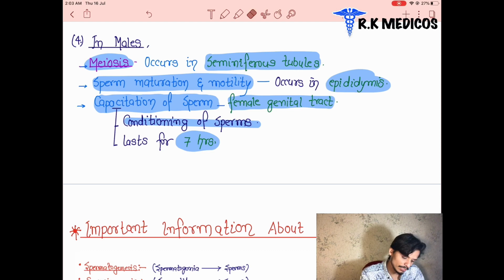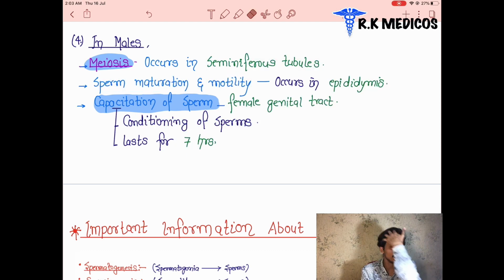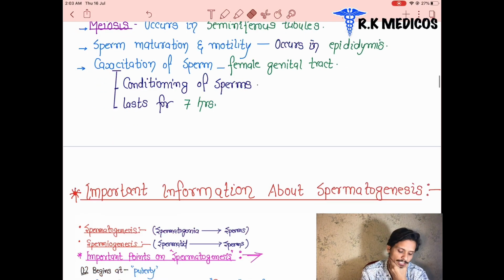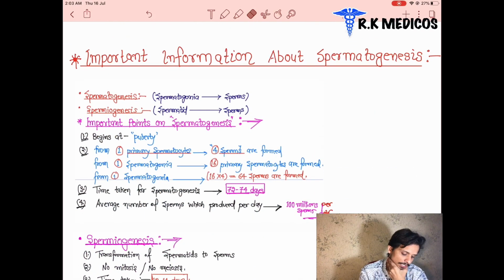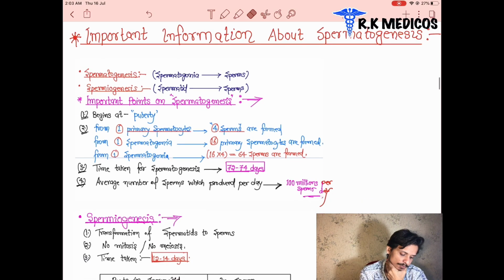Next, we are going to see some important points about spermatogenesis. Spermatogenesis is the synthesis of sperm from the initial stage, the primordial germ cells, spermatogonia, then primary spermatocyte, secondary spermatocytes, and then spermatid and sperm. Spermiogenesis is basically the synthesis from the spermatid to sperm. It is simple. Next important point is that spermatogenesis happens in the puberty stage.